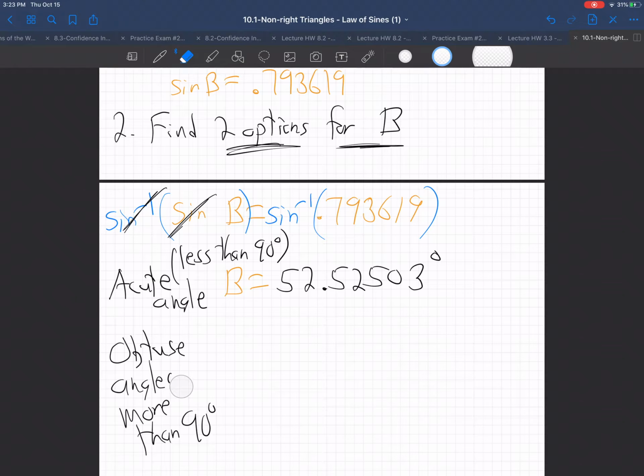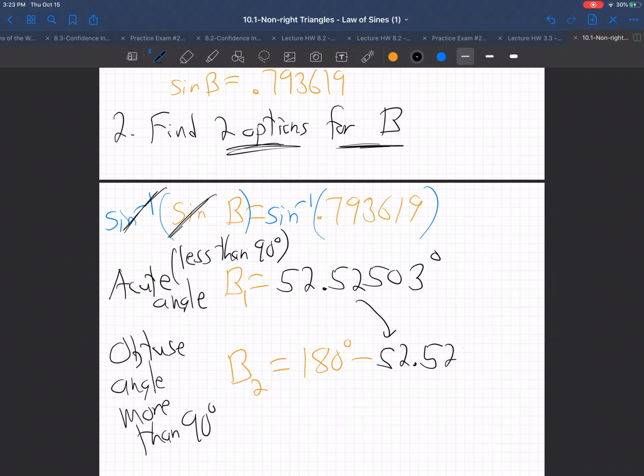The obtuse angle for B, so we'll call this B1, B2, is going to be 180 minus the first one, the 52.52503 degrees. So therefore, B2 equals, let me see, I'm getting 127.47497 degrees. That's the other option.